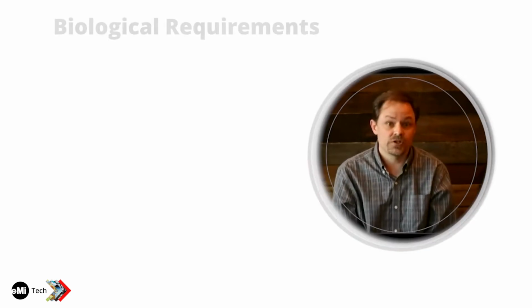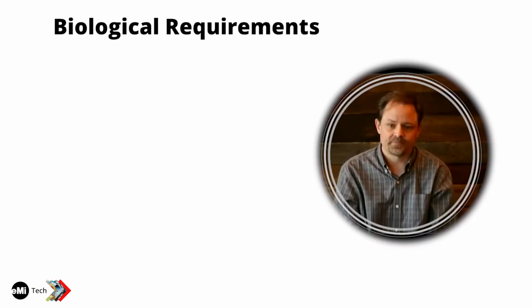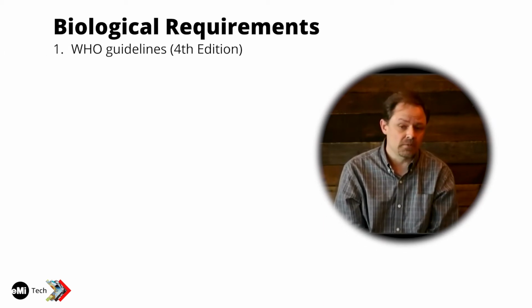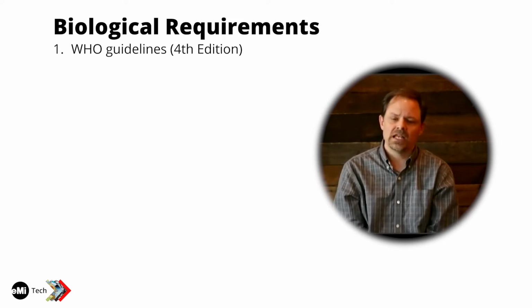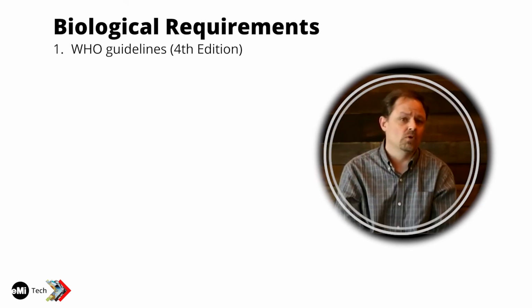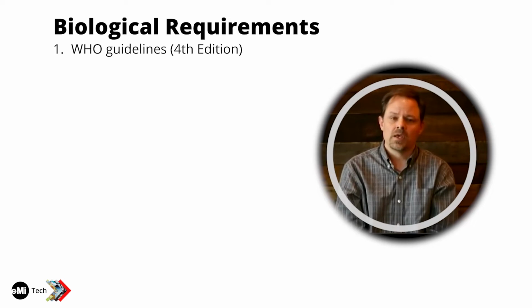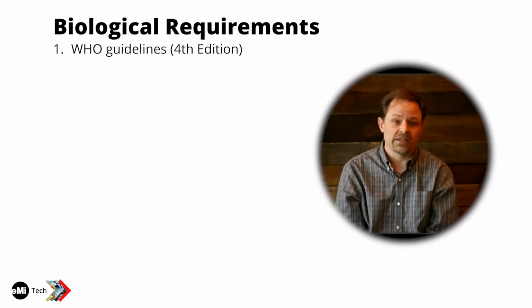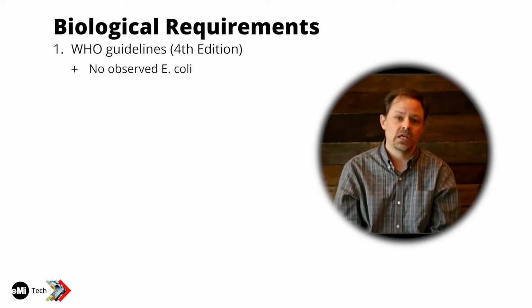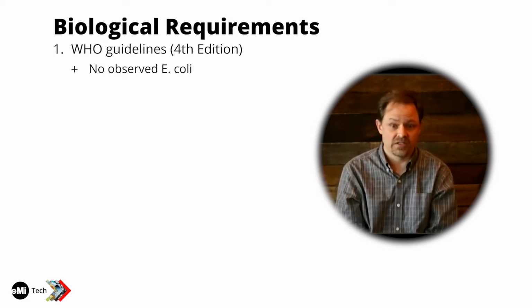Okay, so those are the indicator organisms. What are the requirements that should be met for the water to be safe? Well, the most recent World Health Organization guidelines that I've seen are the 4th edition, which I think came out in 2017. And again, these guidelines are really trying to push people towards the use of multiple indicator organisms. But for E. coli, they're pretty clear that you should never be observing E. coli in the water. Any sort of presence of E. coli would be considered an indication of possible pathogens.